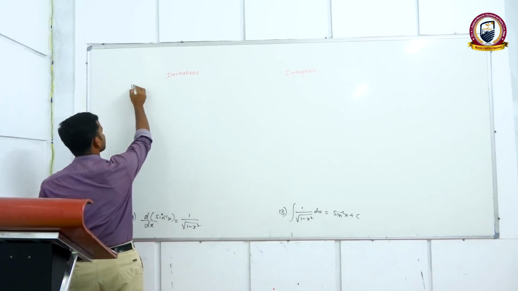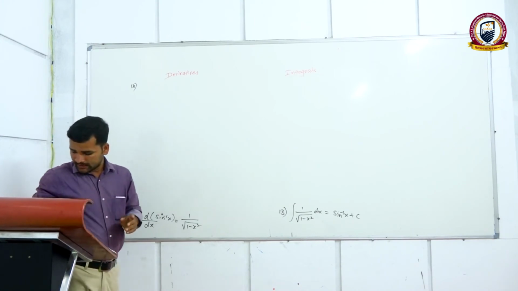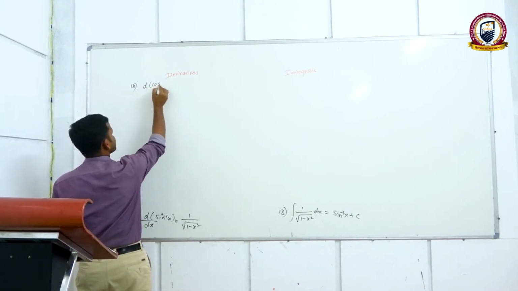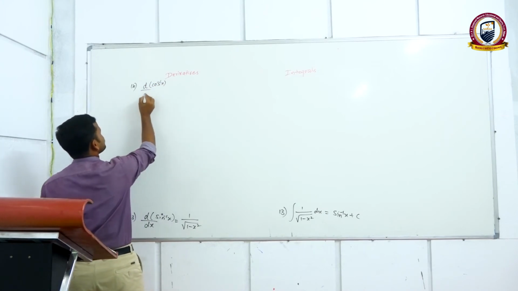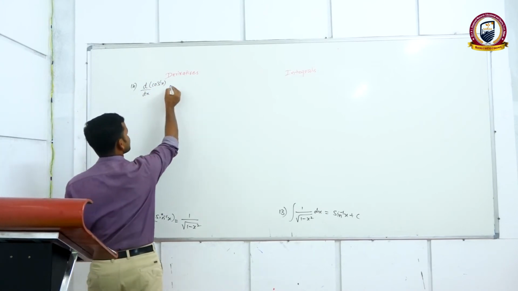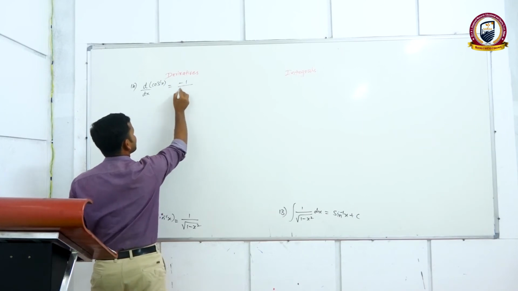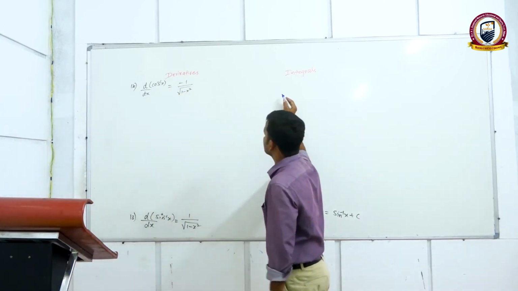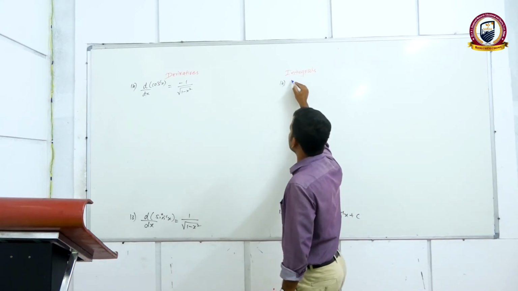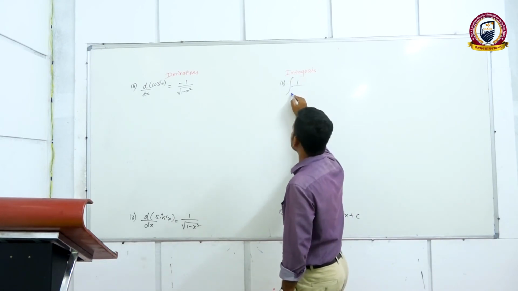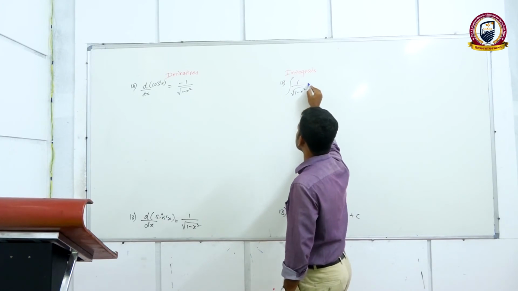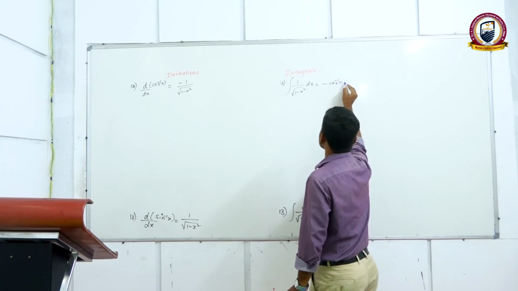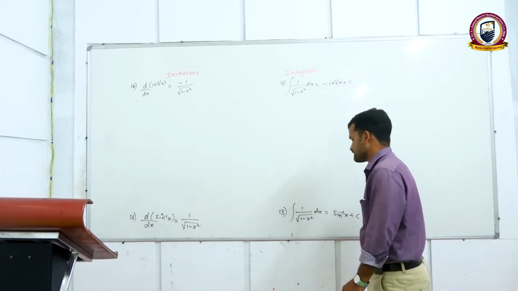Going to 14th one. Differentiation of cos inverse of x is nothing but minus 1 by square root of 1 minus x square. Now I have 14th formula, integration of 1 by square root of 1 minus x square with respect to x is equal to minus cos inverse of x plus c.